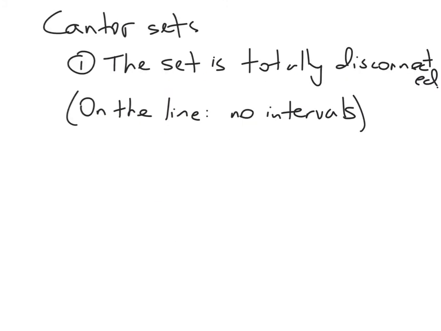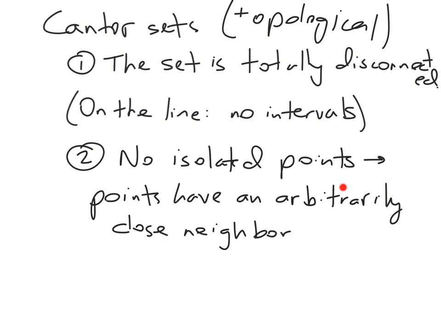This speaks to a more general notion of a Cantor set, and so we're just going to write down 2 properties that make up a topological Cantor set. The first is that the set needs to be totally disconnected. For these sets that are being made on the real line, what we mean by that is that the set contains no intervals of the line. The second property used to define these topological Cantor sets is that there are no isolated points in the set. Any point has an arbitrarily close neighbor to it.